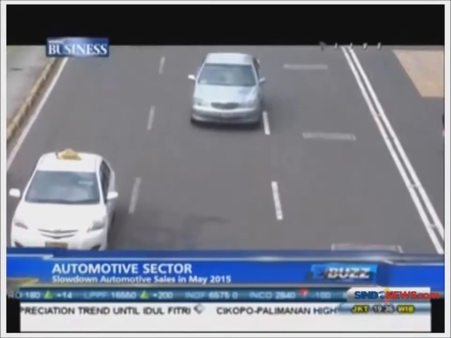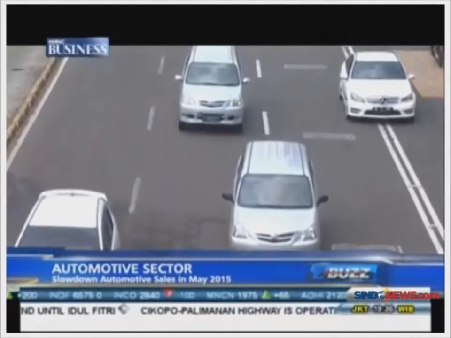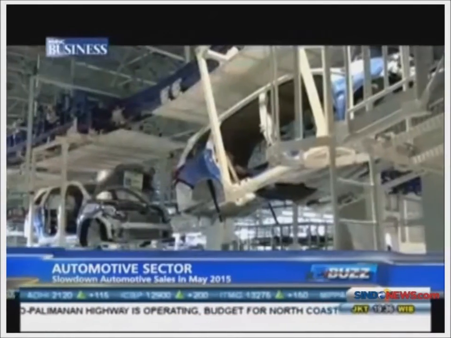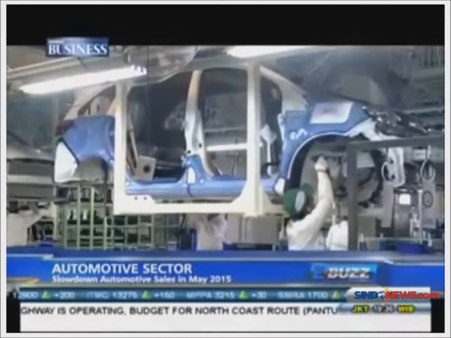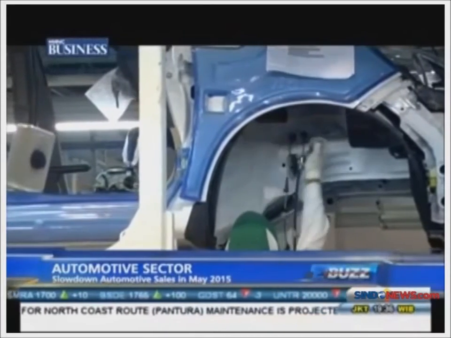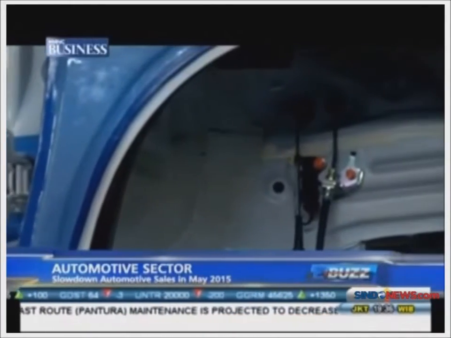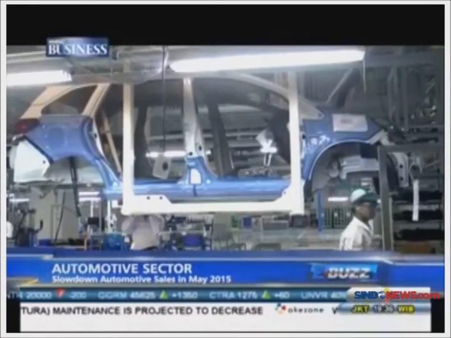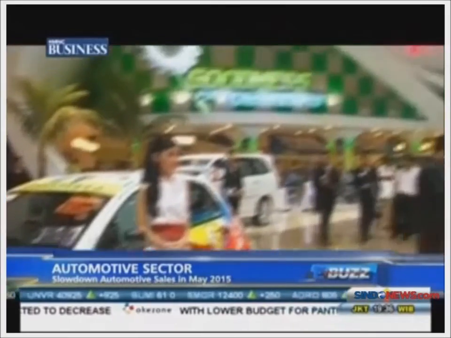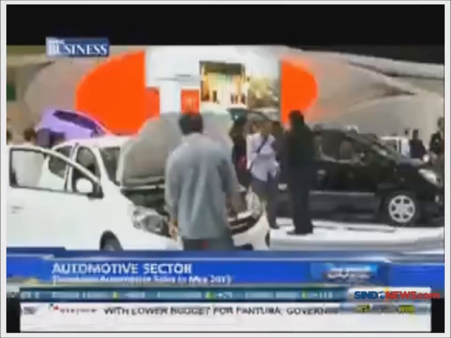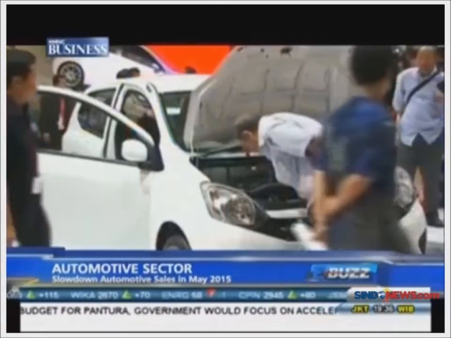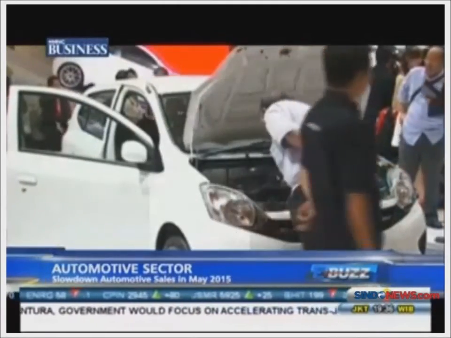The Automotive Manufacturers Association, or GAIKINDO, reported that up until May 2015, national automotive sales are still not performing optimally. Based on the data, automotive sales declined by 16% compared to 2014. However, Gaikindo expects sales to increase in the Ramadan and Idul Fitri seasons, as during that time the demand for vehicles is usually high, in line with people going for homecoming. Moreover, with the government's revision of loan-to-value, where down payments for vehicle purchases will be decreased, it is predicted that it will be able to boost automotive sales.